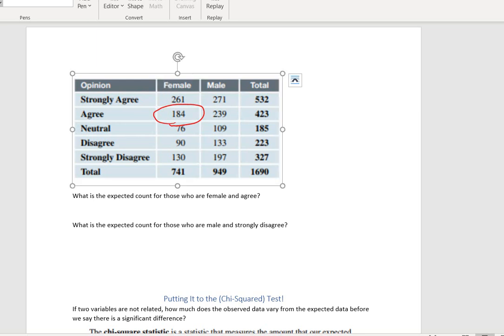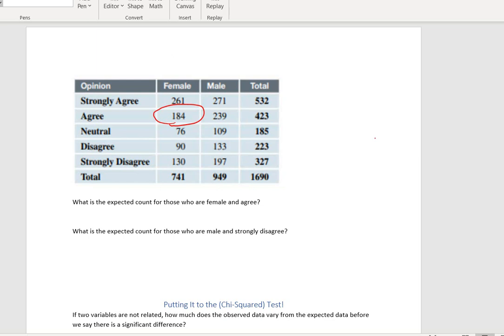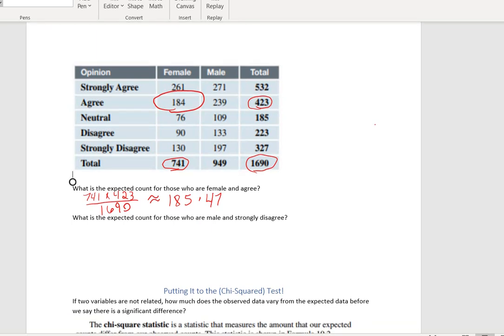So we are going to find the expected count for this cell here. The expected count is going to be the column total times the row total divided by the grand total. So that's going to be 741 times 423 divided by 1690. Okay, and that's going to give us about 185.47.